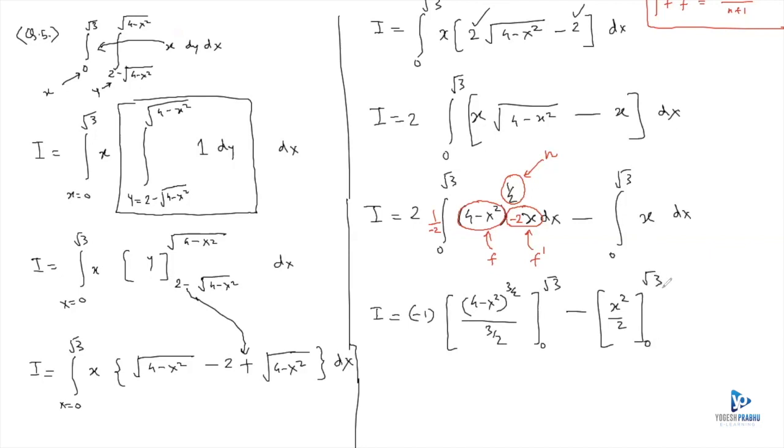Okay, let's plug in the values. I equals negative 2 over 3. Do you understand this part? 3 over 2, I took it outside. It became negative 2 over 3. Then minus sign there. Upper limit is going to be square root of 3. Put that here: 4 minus 3, that's 1. 1 to the 3 over 2. Lower limit, plug in 0: 4 minus 0, to the 3 over 2. That's upper and lower. This part is sorted.